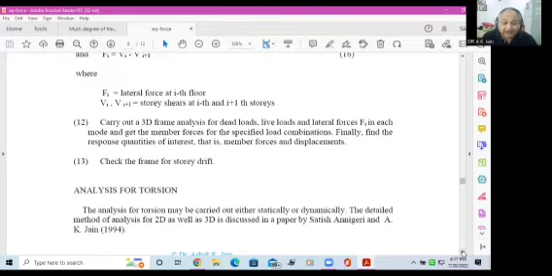Okay, we have to check the frame for story drift because we have to make sure that the relative displacement between any two floors, any two consecutive stories, should not become too much. That means the people living in those floors should not be scared of the earthquake. They should not even feel that there was an earthquake, unless the earthquake happens to be very, very severe.